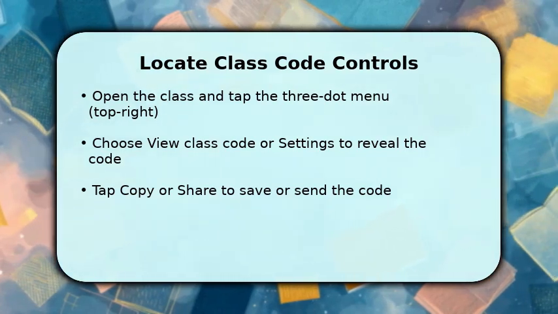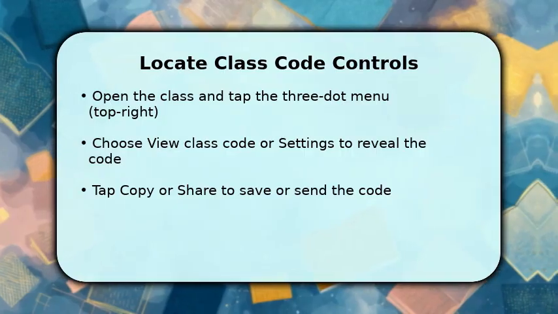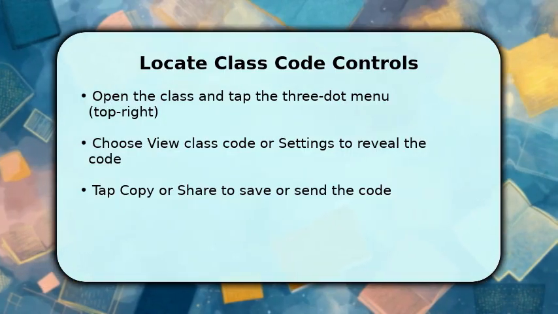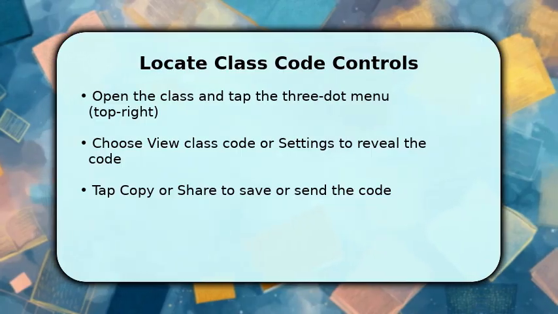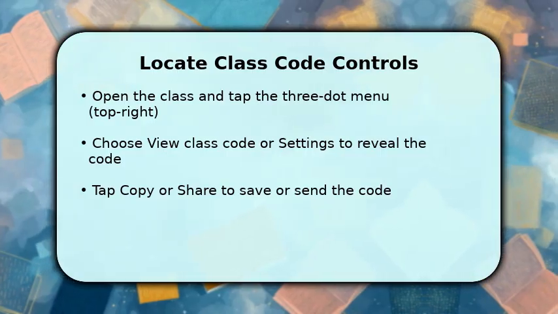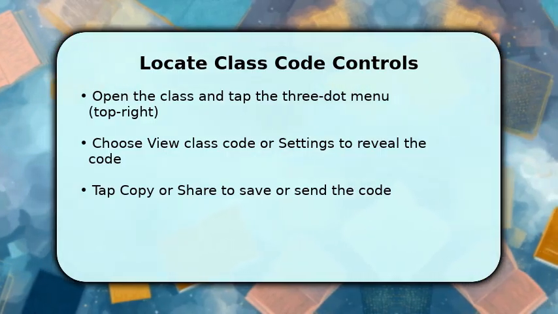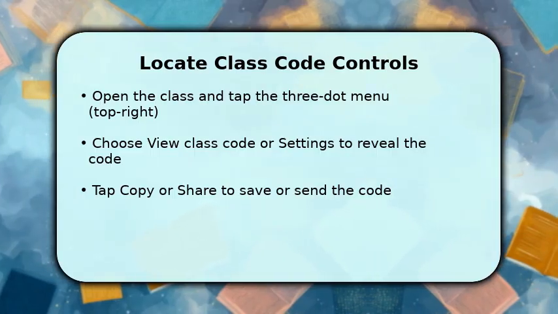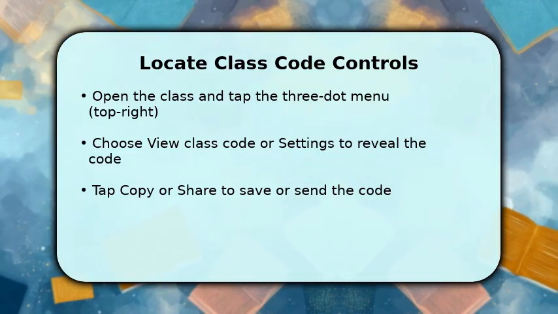Then choose View Class Code or Settings to display the code. Google shows it prominently so you can copy. Once visible, tap Copy to place it on your clipboard or use Share to send it via message or email. This step explains why. Teachers must reveal the code from class settings so students can join.